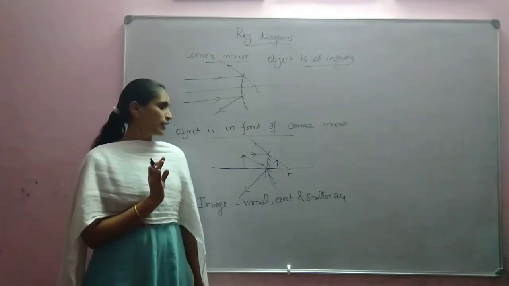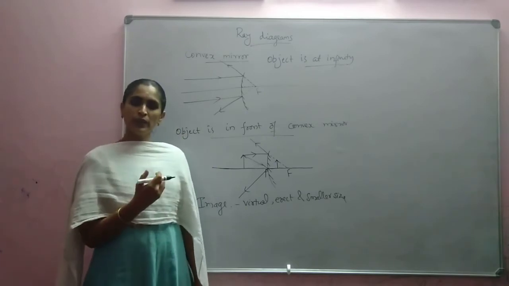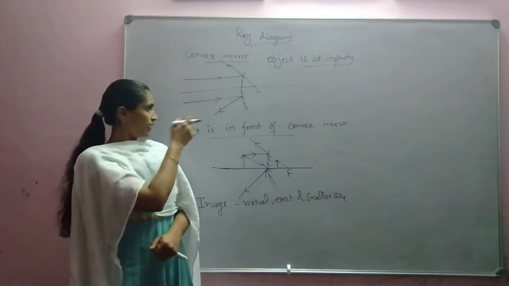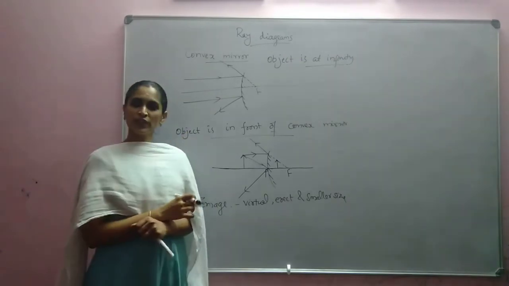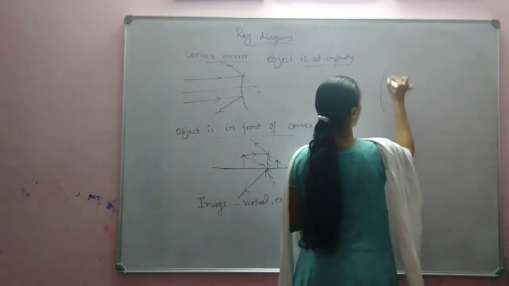Okay, understood? So, one more thing. In the case of concave mirror, what happens if a ray is incident through the center of curvature? That we forgot to tell. Okay, that also we can consider.